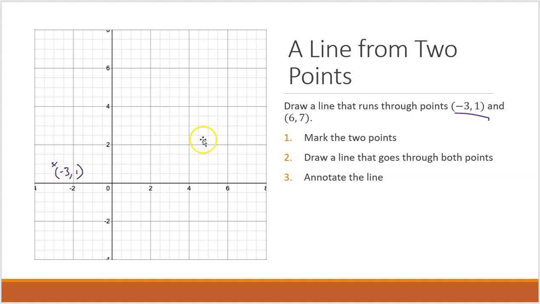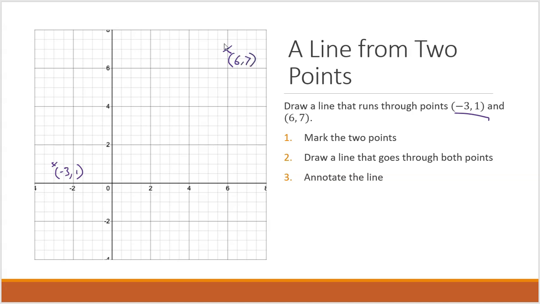Now the next point is 6 and 7. So I'm going to count 6 across on the x-axis. 1, 2, 3, 4, 5, 6. Then I'm going to go up 7. 1, 2, 3, 4, 5, 6, 7. And I'm going to mark that on the plane as well. So what we get is 6 and 7.